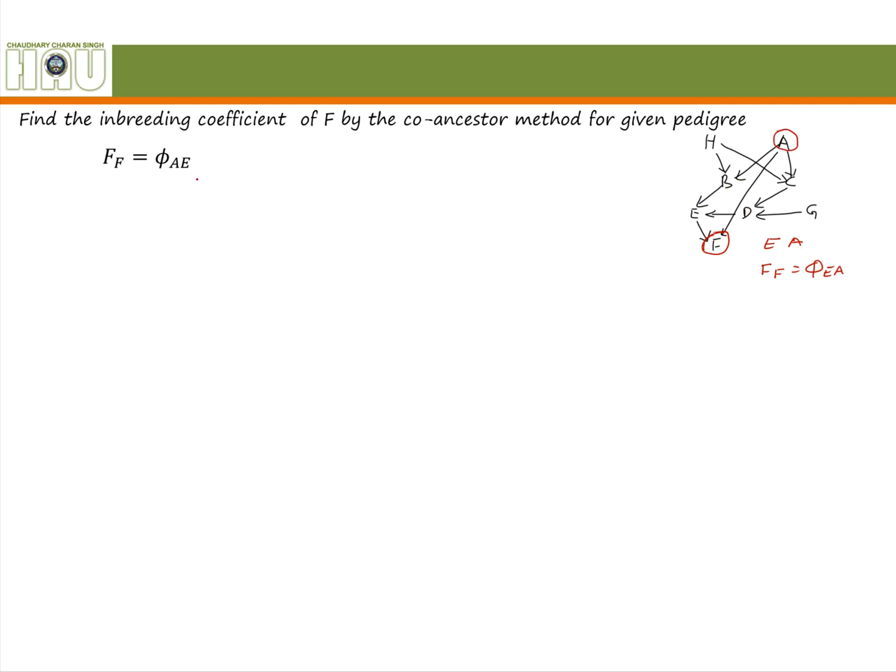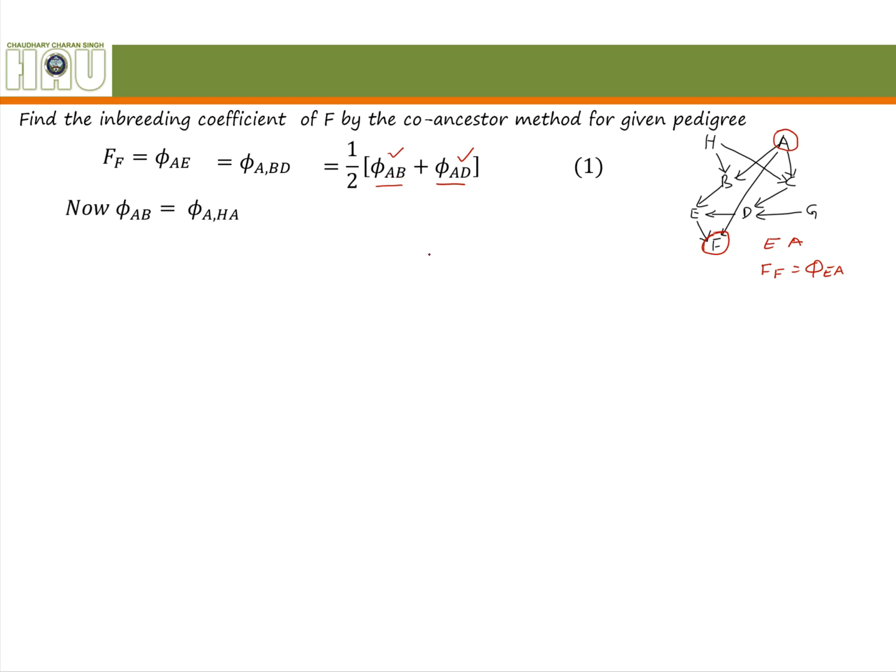So E is further split into two parents, that is B and D. So this can be written as phi A into BD. Using the law of probability, this can be written as phi AB plus phi AD. Suppose this is equation number 1. I will separately compute phi AB and phi AD. So first of all, I will compute phi AB.